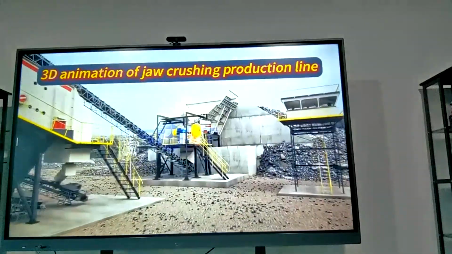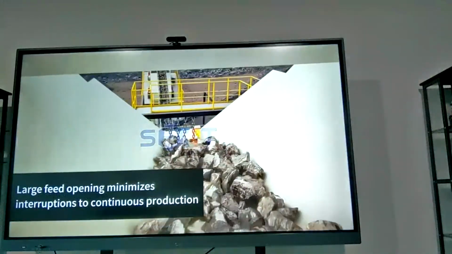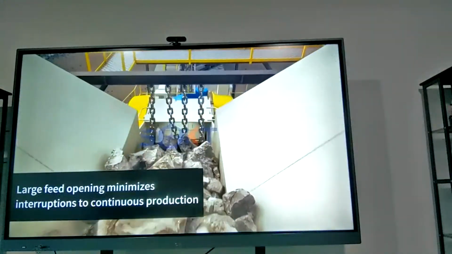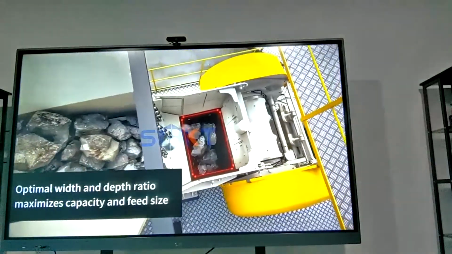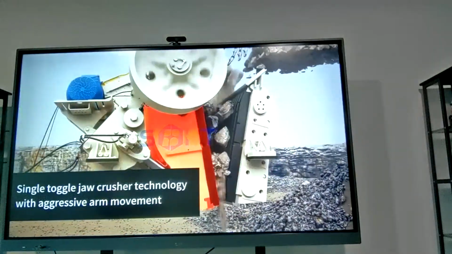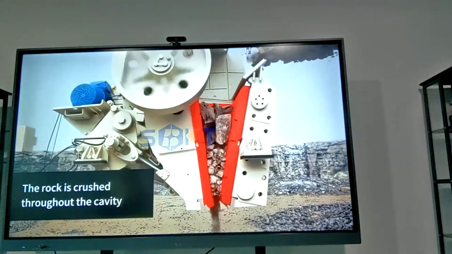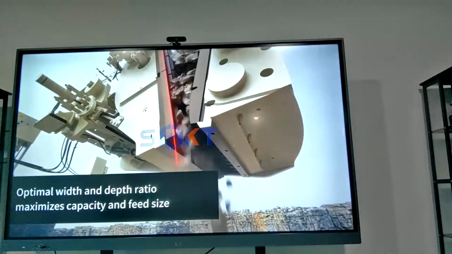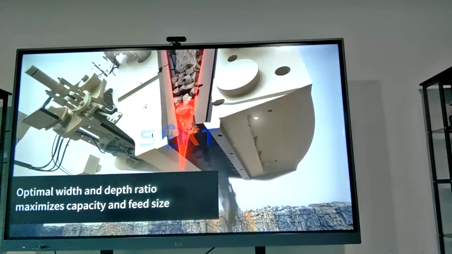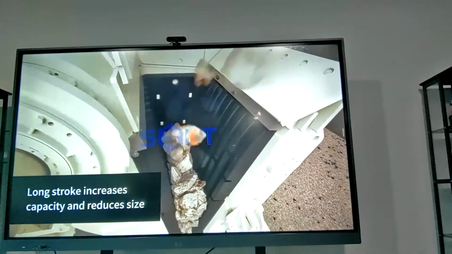3D animation of jaw crushing production line. Large feed opening minimizes interruptions to continuous production. Optimal width and depth maximizes capacity and feed size. Single toggle jaw crusher technology with aggressive power movement. The rock is crushed throughout the cavity. Long stroke increases capacity and reduces size.